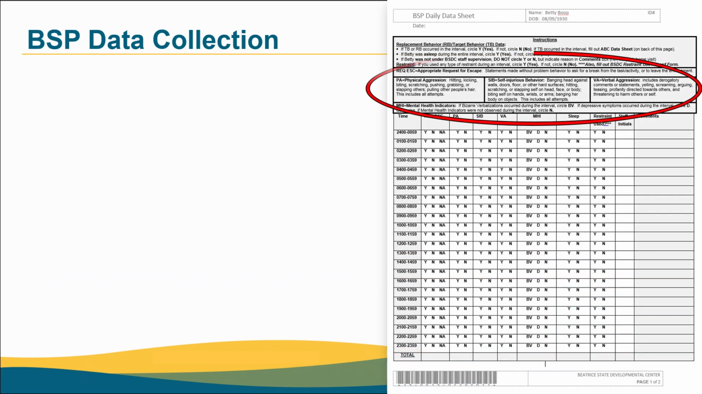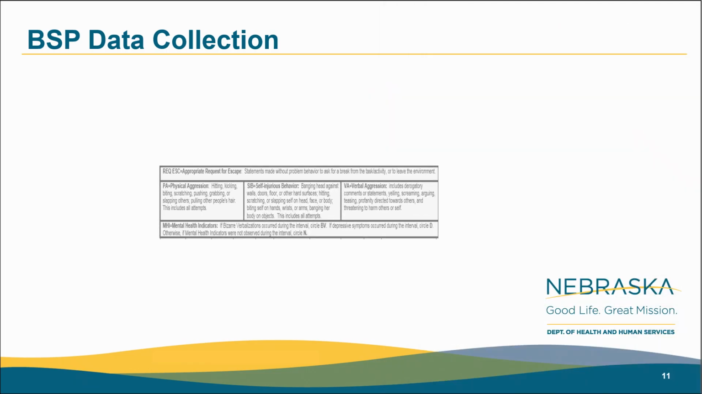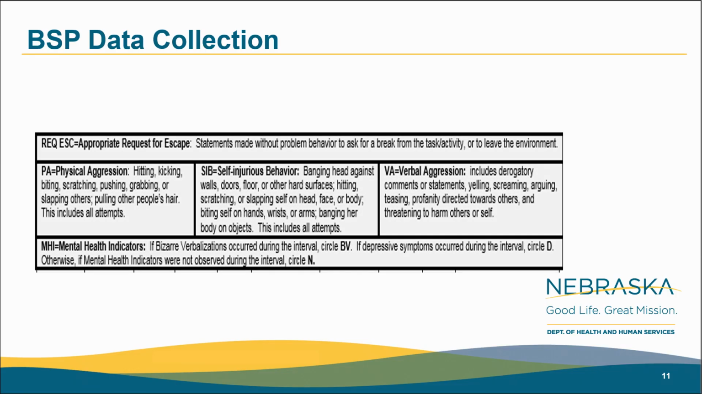Under the instructions, you'll find definitions of the replacement and target behaviors. These definitions are the same as what are listed in the BSP document itself. Also note that, for our example of Betty, we would also like to track mental health indicators. You'll see that you'll circle BV for bizarre vocalizations and D for depressive symptoms, if either of these occurred during the interval. Otherwise, you'll circle N for no.